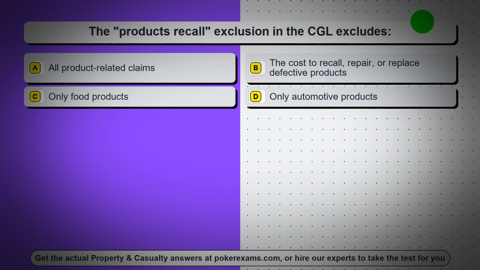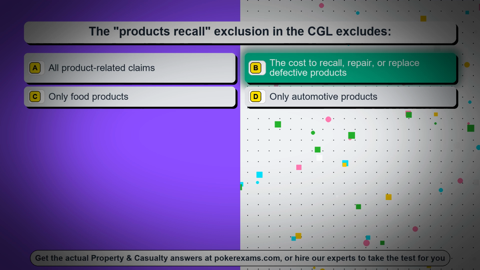Question 16. The products recall exclusion in the CGL excludes. Option A, all product-related claims. Option B, the cost to recall, repair, or replace defective products. Option C, only food products. Option D, only automotive products.